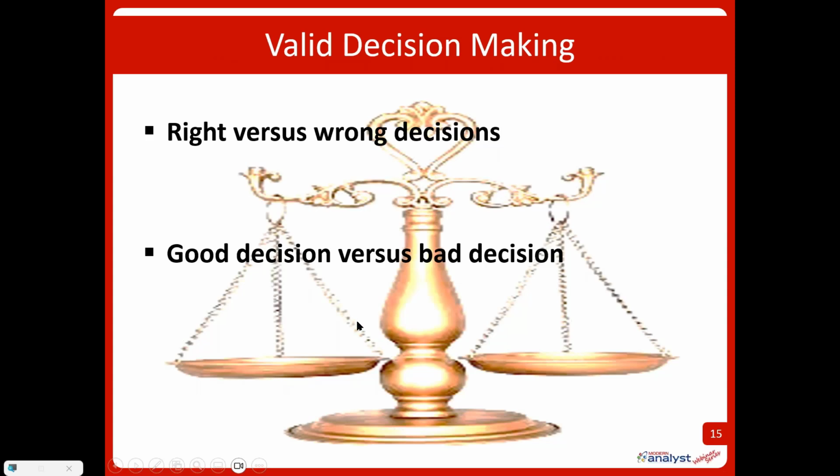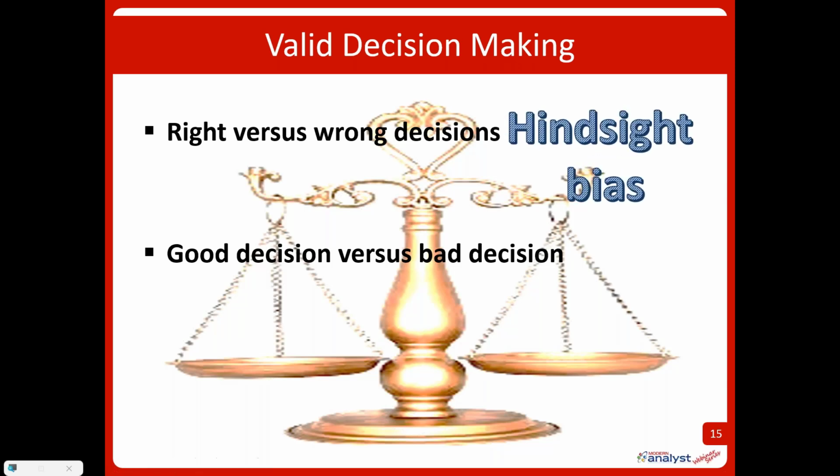So, right versus wrong. We're going to call this valid decision making. Not right decisions, not wrong decisions, not good decisions, not bad decisions. You say, why? The decisions are right, decisions are wrong. No, they're not. When you're making the decision, you do not know whether it's right or wrong. The only way you can tell whether it's right or wrong is after it's done.